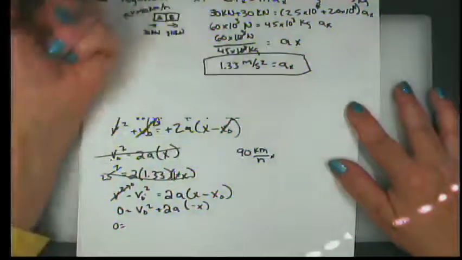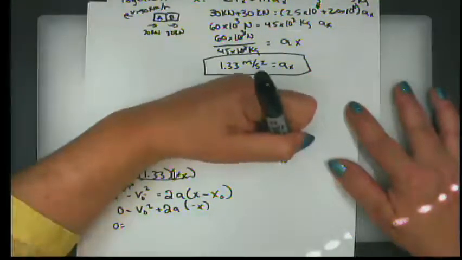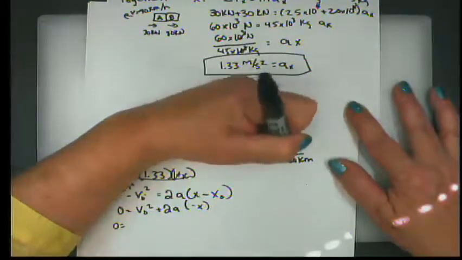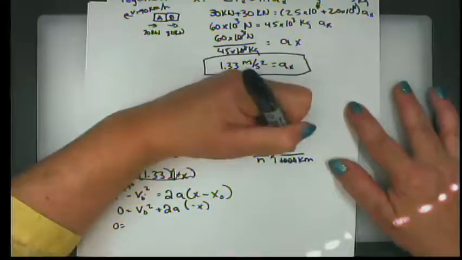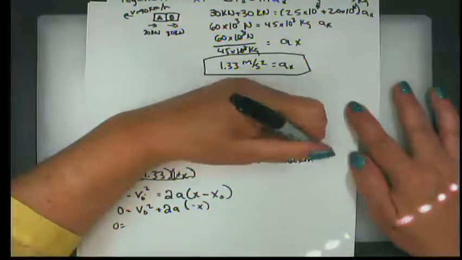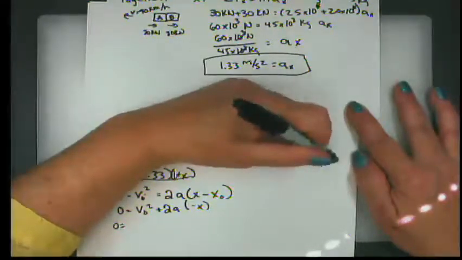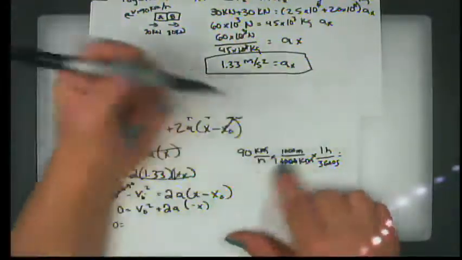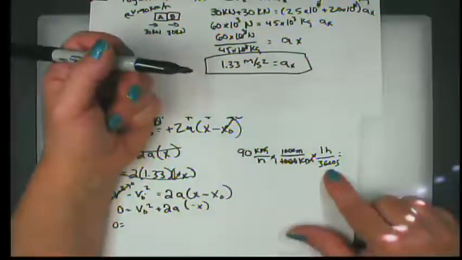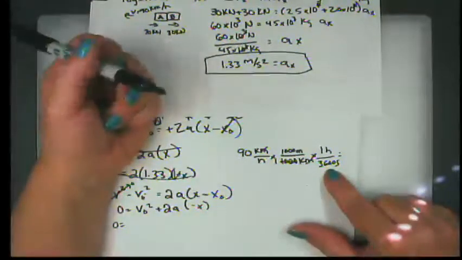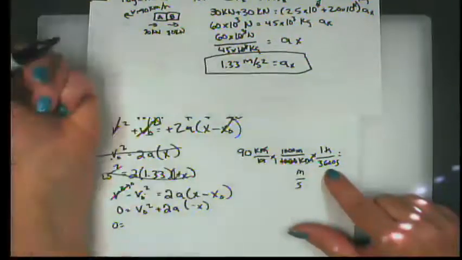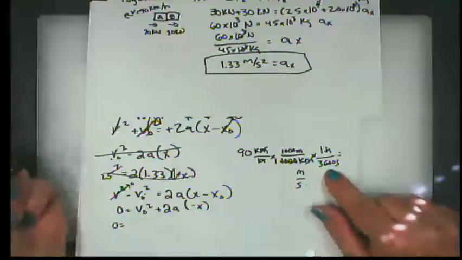And we need to change that into meters per second. So we get 1,000 kilometers. 1 kilometer per 1,000 meters times 1 hour per 3,600 seconds. And so if I take 90 and multiply it by 1,000 and divide it by 3,600, I will get that velocity in meters per second. That's going to be something like 25.